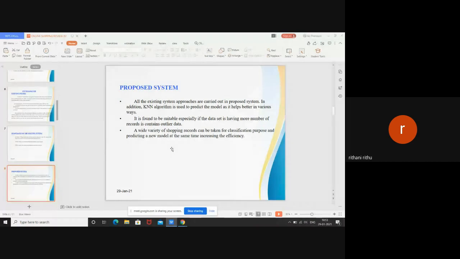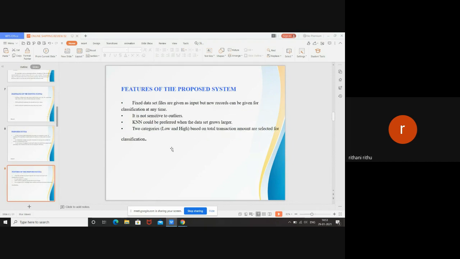Proposed system. All the existing system approaches are carried out in the proposed system. In addition, the KNN algorithm is used to predict the models as it helps better in various ways. A wide variety of shopping records can be taken for classification purposes and predicting a new model at the same time, increasing the efficiency. It is found that fixed data set files are given as input, but new records can be given for classification at any time. KNN is preferred when the data set grows larger. Two categories, low and high, based on total transaction amount, are selected for classification. It is not sensitive to outliers.